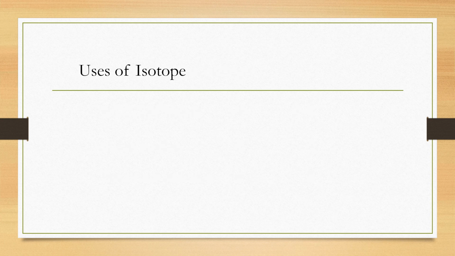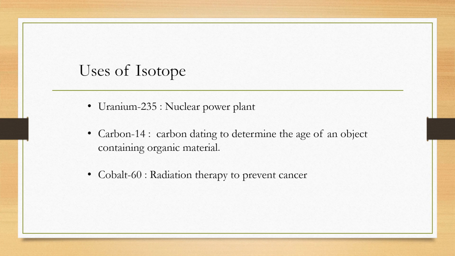This slide shows the uses of isotopes. The first example is uranium-235. Uranium-235 is a radioactive isotope. A radioactive isotope is known as a radioisotope, radionuclide, or radioactive nuclide. Uranium-235 is used in a nuclear power plant.